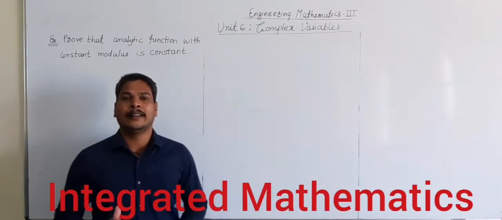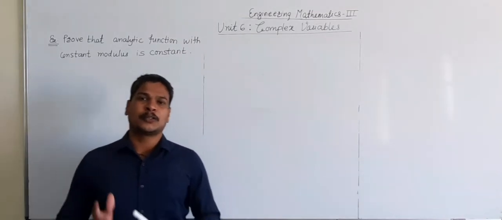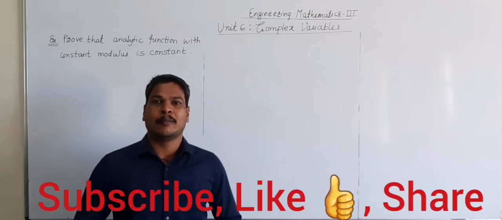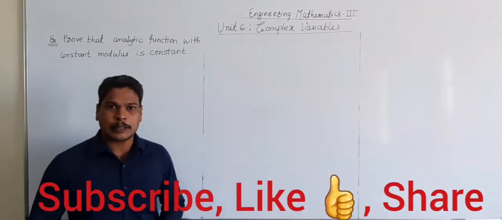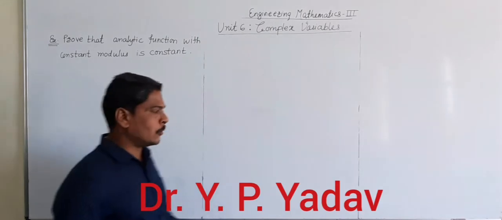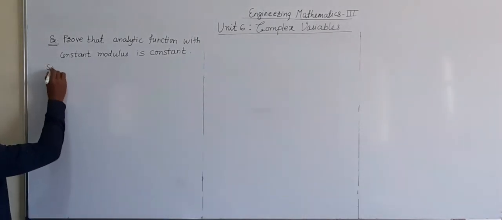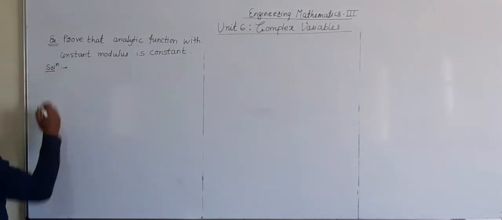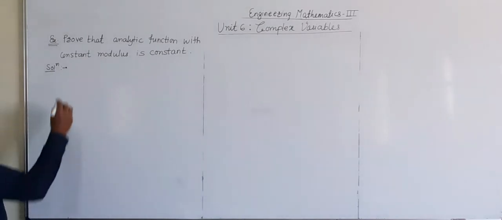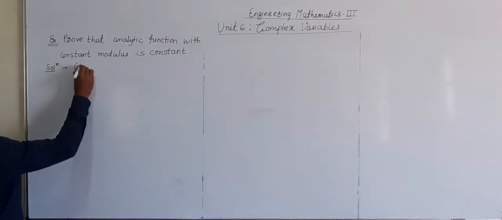Welcome all. In this lecture, we are trying to solve some more examples by using Cauchy-Riemann equations and analytic function. Okay, so this is our next example. Prove that an analytic function with constant modulus is constant. Okay, so first of all, write down the given thing.